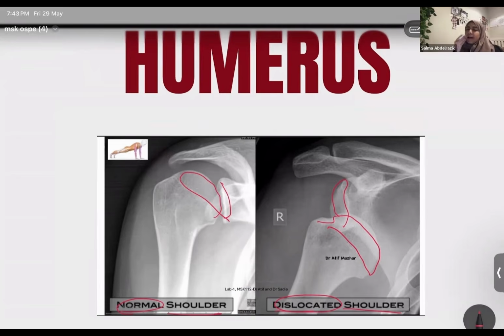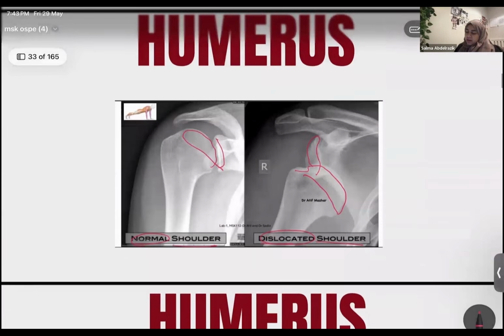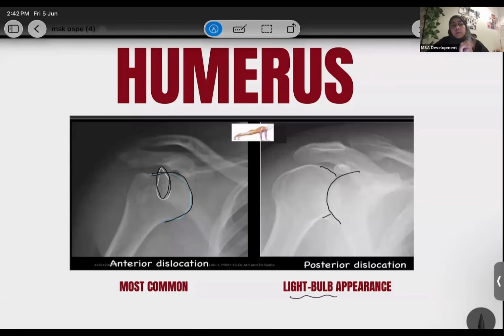And this can happen literally due to any reason in the world. Falling on outstretched hands, getting hit by something, so many reasons. And since we have dislocated, it could be divided into anterior and posterior. Okay, and now we're going to be talking about the dislocations.